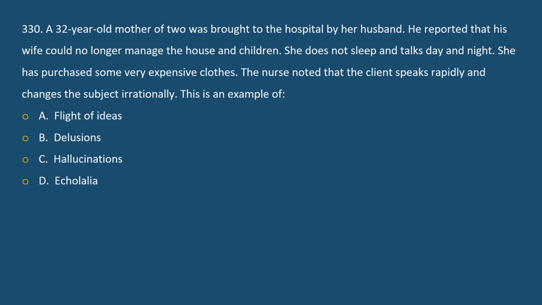Question 330. A 32-year-old mother of two was brought to the hospital by her husband. He reported that his wife could no longer manage the house and children. She does not sleep and talks day and night. She has purchased some very expensive clothes. The nurse noted that the client speaks rapidly and changes the subject irrationally. This is an example of: A. Flight of ideas, B. Delusions, C. Hallucinations, D. Echolalia.